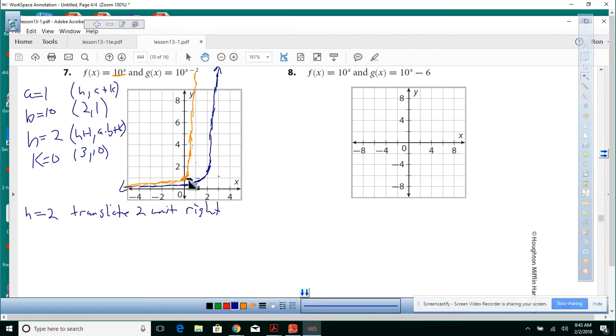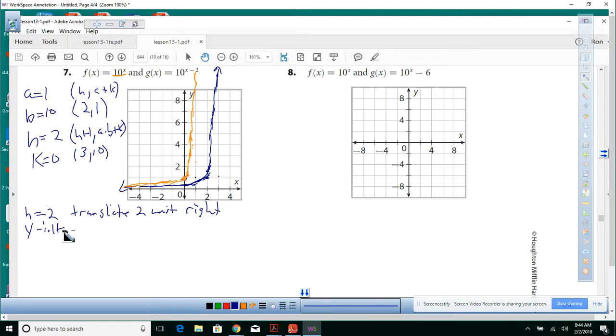All right, so you can see here we're here, and what did we do over here? 2, 1 is right there. Okay, and we just moved it right 2 units. There's 1 unit, there's 2 units.